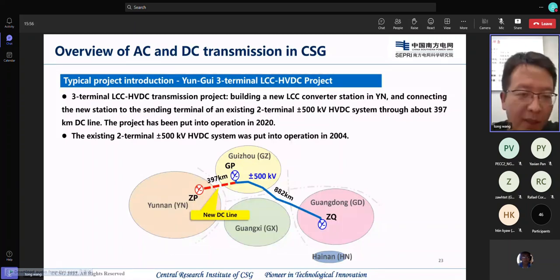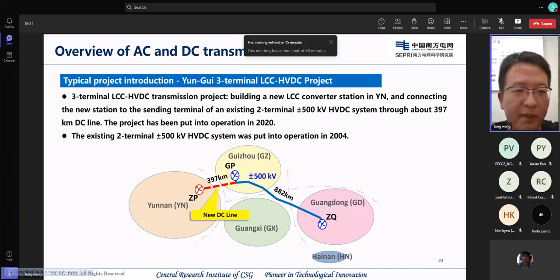So we want to try a new method. If next time we have a lot of HVDC lines reaching the end of their working timelines, maybe we can have some new approaches to reuse their equipment for our systems.